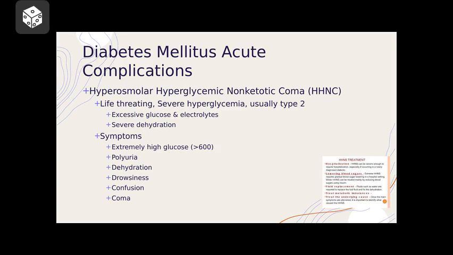To treat this HHNC, we're going to have to give lots of fluid because they're severely dehydrated, right? So lots of IV fluid. Then we're going to work on bringing down that blood sugar. So we're going to give them insulin to help bring down that blood sugar. And you might need to treat some electrolyte imbalances.